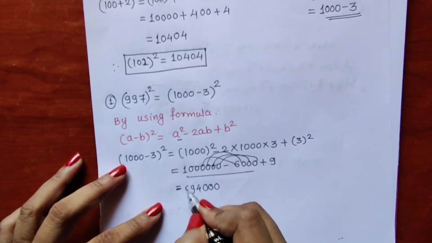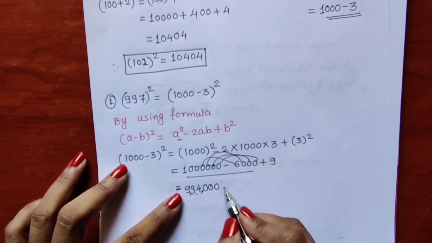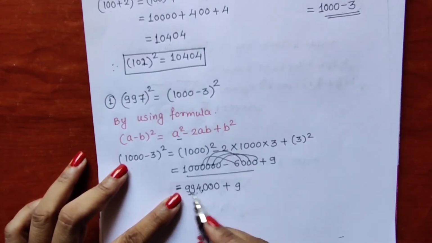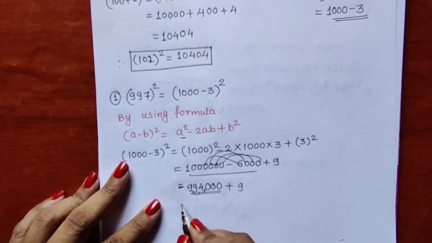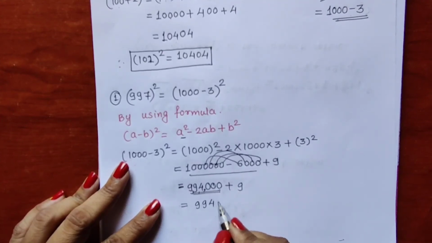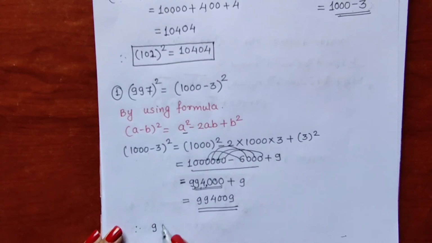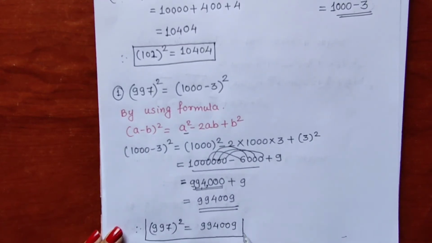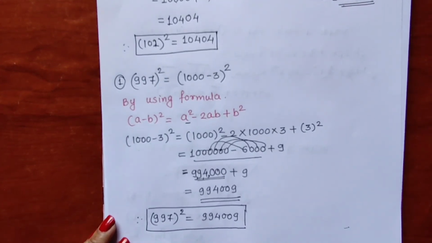So it will be 9. So we are getting 9 lakh 94,000 plus 9 we have to add, because this is the subtraction of 10 lakh minus 6,000 plus 9 will be 994009. So in this way we can get the answer for 997 whole square. So we can write it as 997 whole square is equal to 994009. So in this way you can find the answers of these numbers.